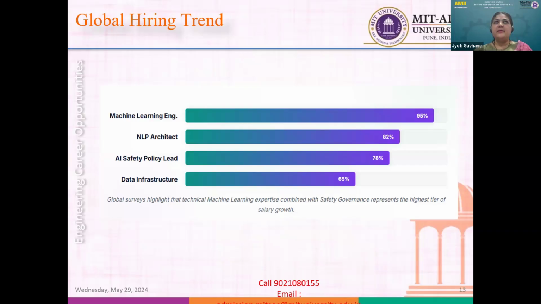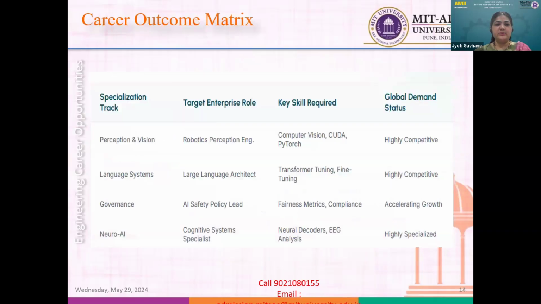Previously, we were very keen about the roles of a data scientist, data architect. Now the same thing has been transformed to AI engineer, AI architect like this. The global surveys highlighted that technical machine learning expertise combined with safety governance represents the highest tier of salary growth. So this is with respect to the careers the students are interested in.